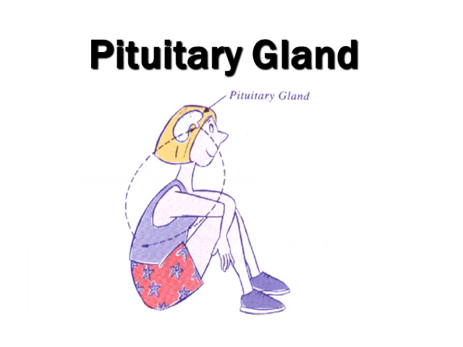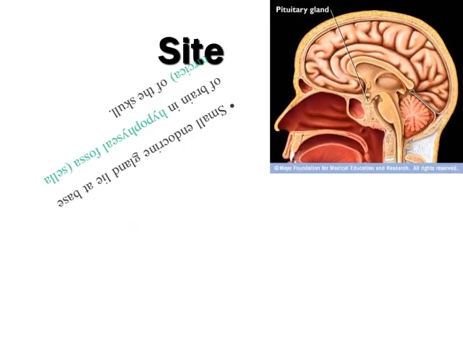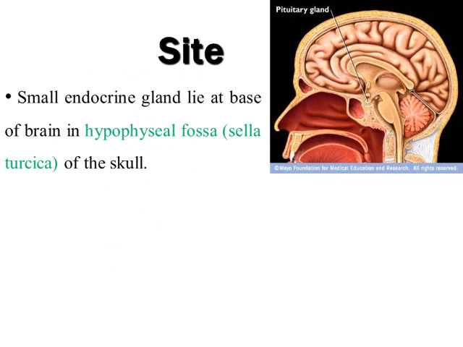Second part is the pituitary gland. Definition of the pituitary gland: it is a small endocrine gland that lies at the base of the brain in a depression called the hypophyseal fossa or sella turcica of the skull. This sella turcica is a depression in the body of the sphenoid bone present in the middle cranial fossa. This gland is oval in shape, about 12 mm in breadth and 8 mm in length.